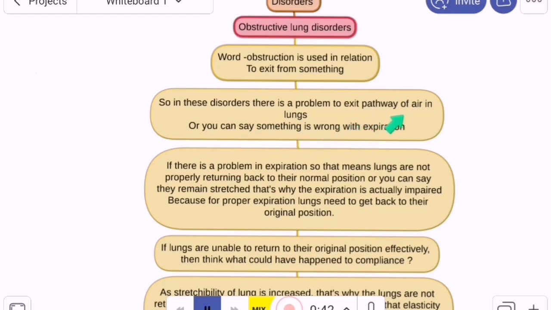In the restrictive type of lung disorders, we have a problem with the inspiration. The person is unable to inspire the air properly. But in the obstructive type of lung disorders, there is something wrong with the expiration. And we already know that the expiration depends upon the decrease in the volume in the lungs. As the volume in the lungs decreases, the internal pressure goes up and that forces the air out of the lungs, right? If there is a problem in the expiration, that means the lungs are not properly returning back to their normal position, or you can say that they remain stretched. That's why the expiration is actually impaired.